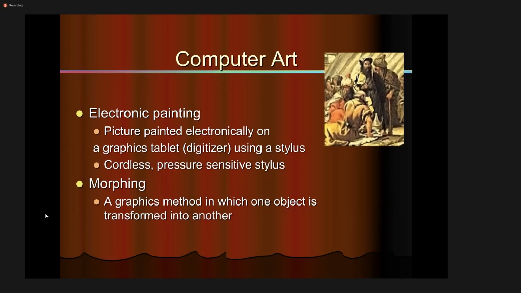Morphing types of effects can be done, where you can transform one object into another object, shape-transform types of things. For example, you may have seen Barack Obama transformed into Bill Clinton, or George Bush transformed into Bill Clinton graphically. Those things we call morphing effects.